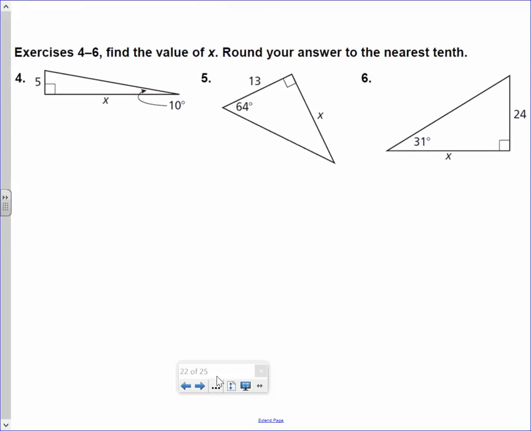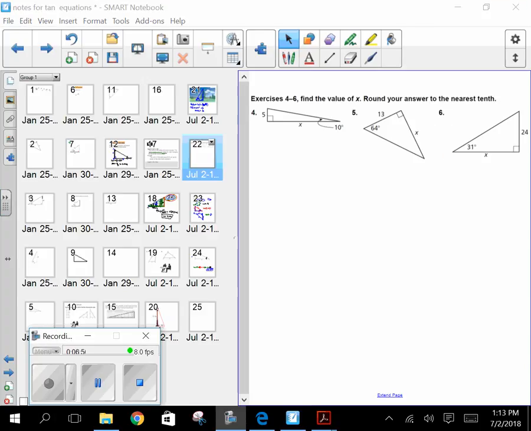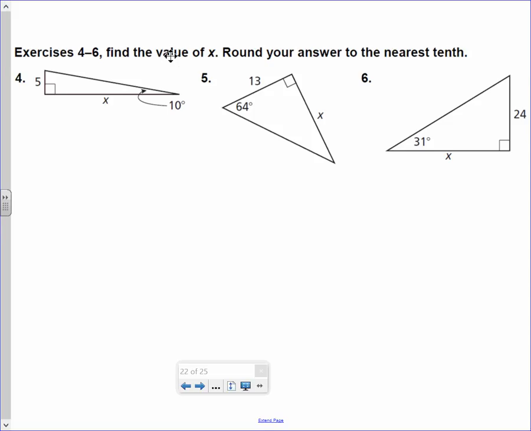All right, here we go. Let's solve for x in every single one of these puppies. Yes, sir. So this is on the other side, Picasso, on the bottom. 4, 5, and 6.